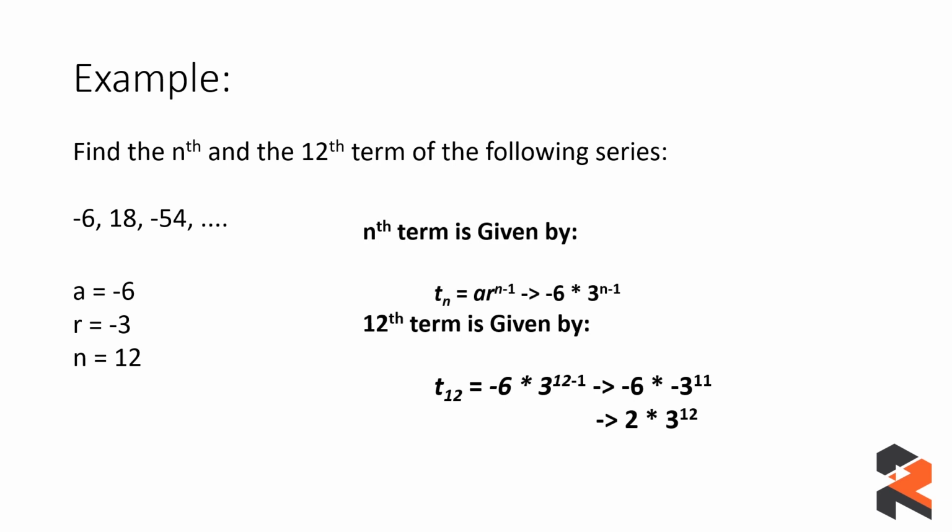So first of all, the nth term is given to us. We know that the nth term can be calculated using the formula which we just saw, that is A into R to the power n minus 1, which will give us minus 6 into minus 3 to the power n minus 1. Now, if we want to find out the 12th term, we simply put the value of n equal to 12. So we find out that our answer is minus 6 into minus 3 to the power 11, which is nothing but 2 into 3 to the power 12. So the negatives cancel themselves out.